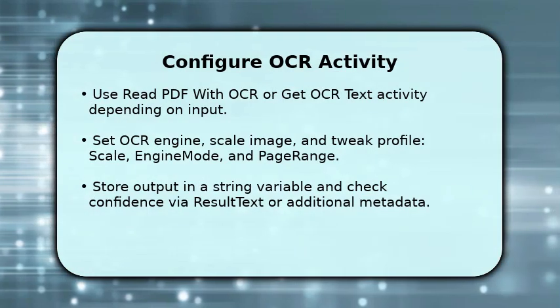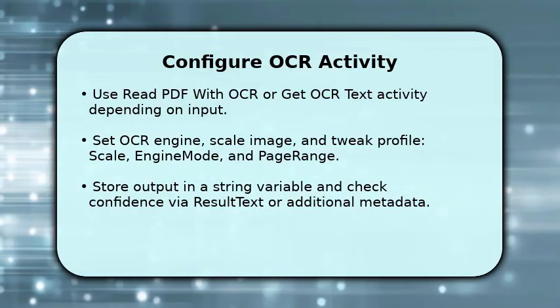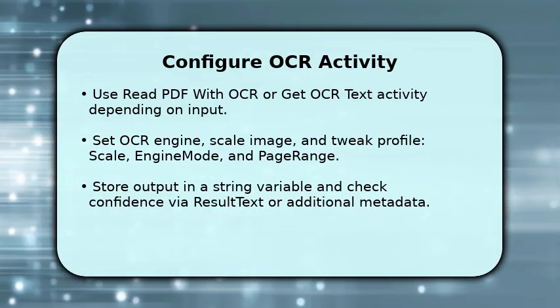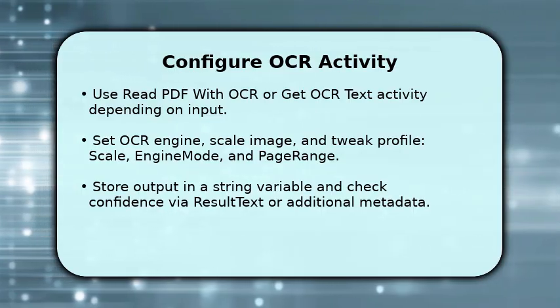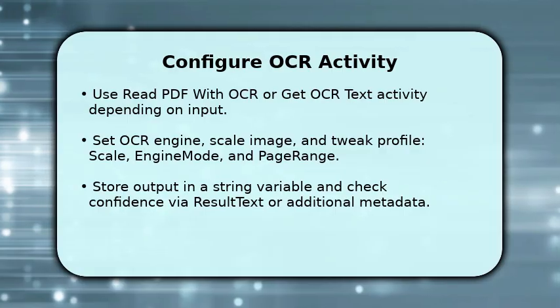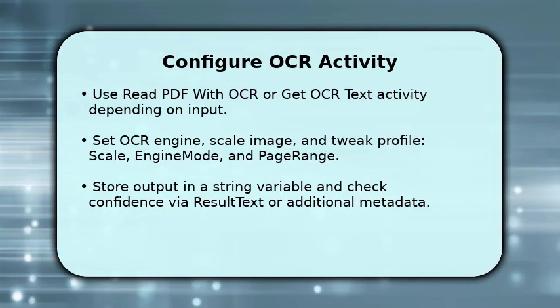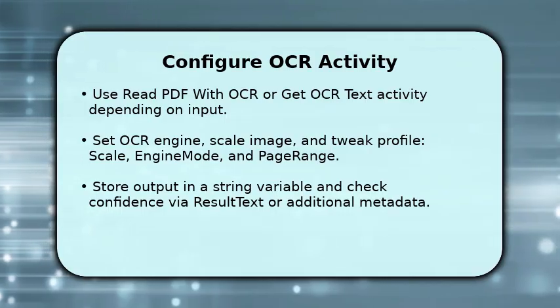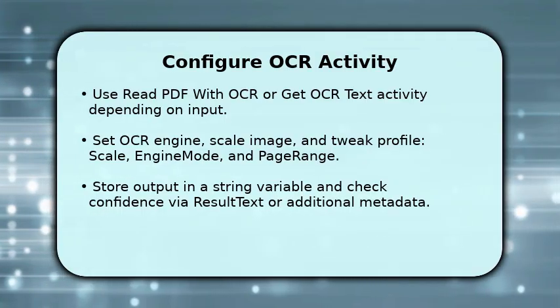Once done with setup, drag Read PDF with OCR, or Get OCR Text into the sequence and wire the input file or image selector. Choose your OCR engine in the activity properties and tweak parameters like scale, engine mode, and text cleaning options. These improve accuracy on low-resolution images. Then set output to a string variable and, if available, capture confidence scores.